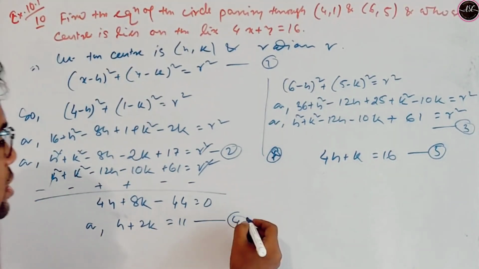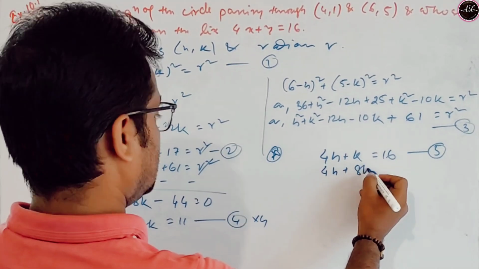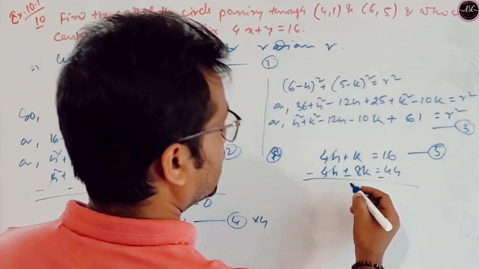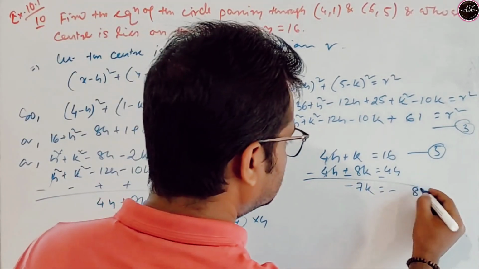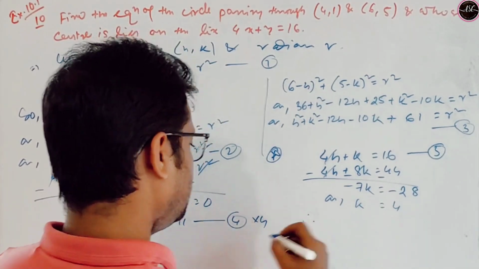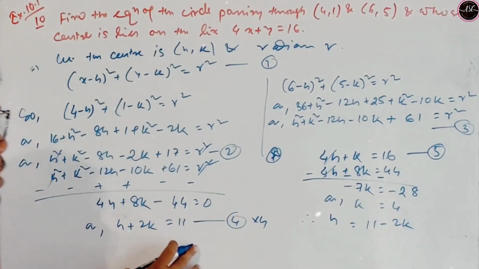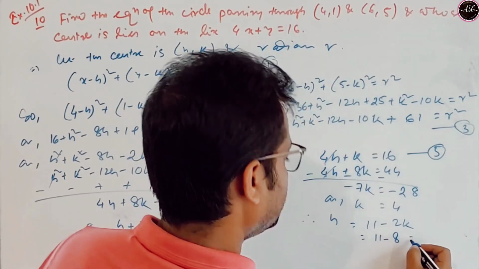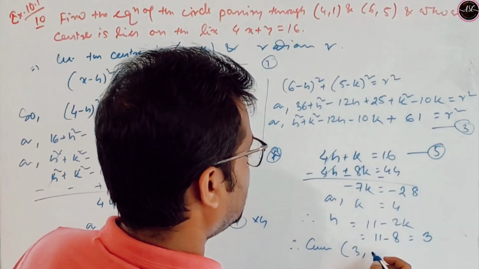We just multiply by 4. We have 4h + 8k = 44. Okay, and subtract this. We have 4h cancelled out. Here -7k = -28, or k will be 4. Therefore h will be 11 - 2k. Just putting the value of k in equation 4, we have 11 - 8, that means 3. Therefore the center is (3, 4).